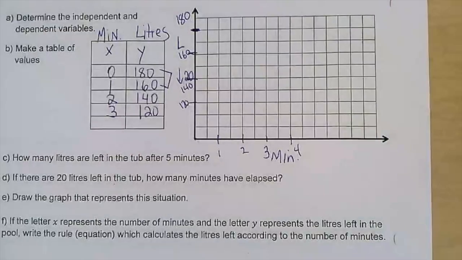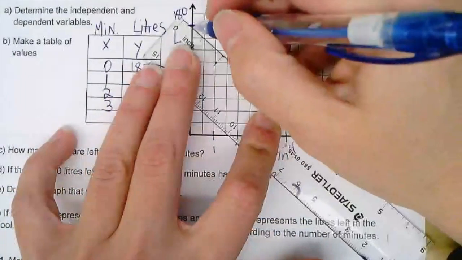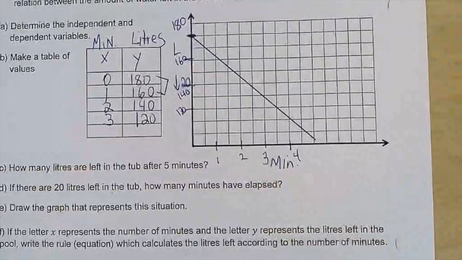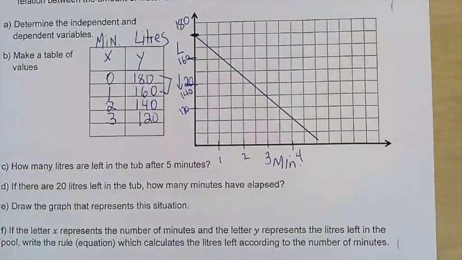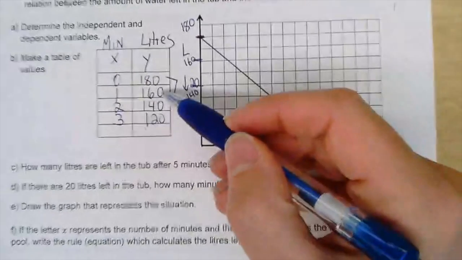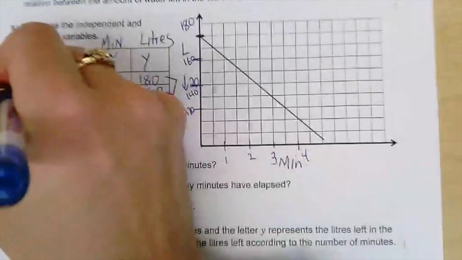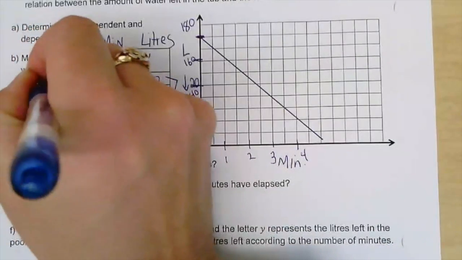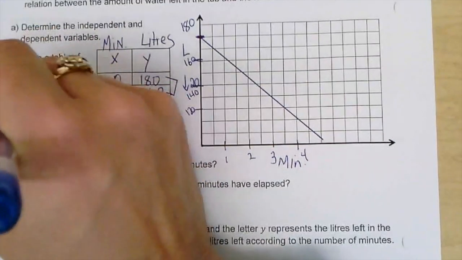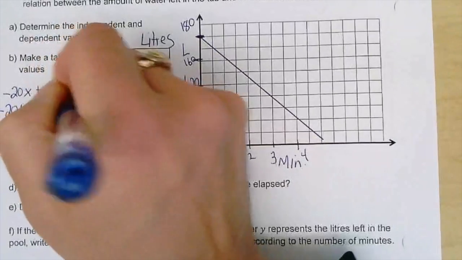And so the graph would look something like this. Okay? And now, I'll just show you how I got the 160, by the way. I took the rule, negative 20x plus 180. I replaced the x by 1 minute. And then I did negative 20 times 1, and this is where I get 160.